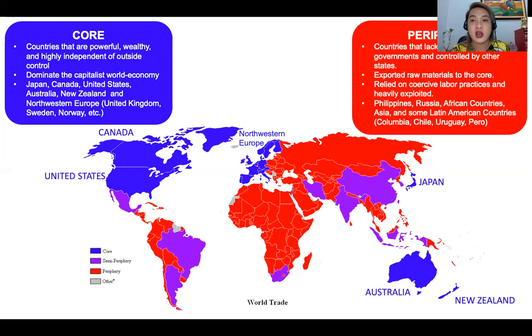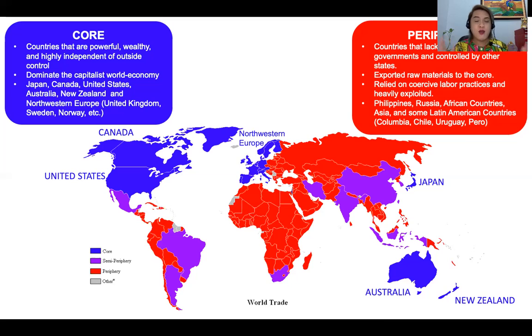Going back to the definition of the periphery, these countries are controlled by other states. They may not be controlled physically, but they are controlled economically because these countries are dependent on other countries such as the core. They rely their economic situation on the economic stability and economic balance of the core. Now, the periphery relies on coercive labor practices and is heavily exploited.